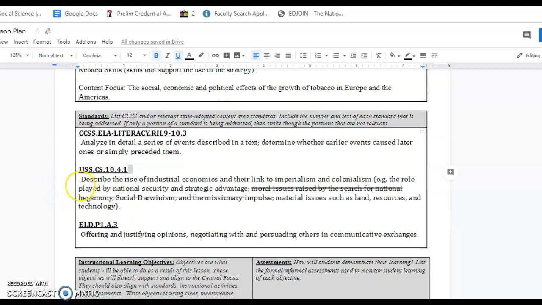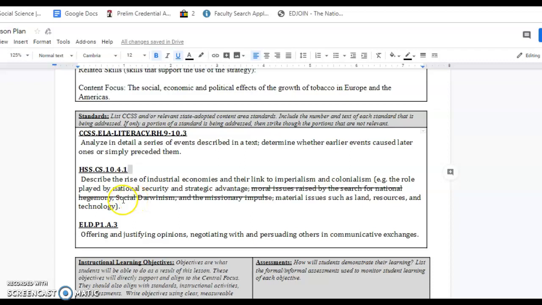History social science is to describe the rise of industrial economies and their link to imperialism and colonialism, and how those played a role in strategic advantages. And right here, we decided to cross out things that weren't going to be discussed or that weren't going to be used in our lesson plans, such as social Darwinism and the missionary impulse.